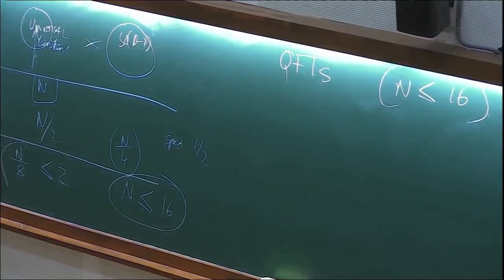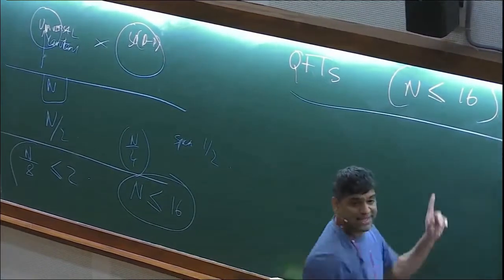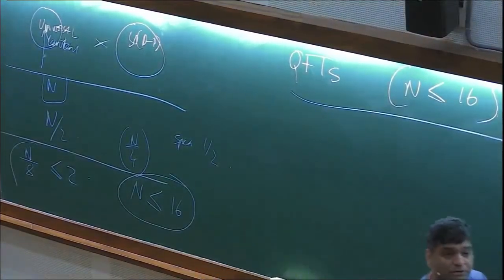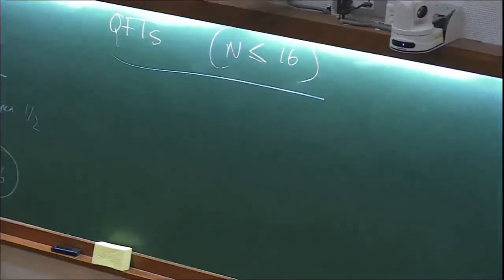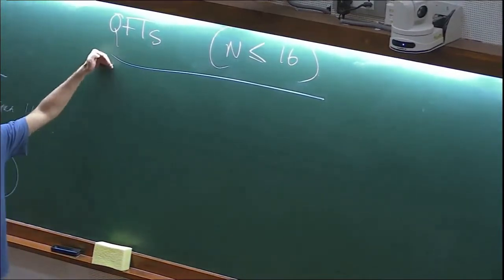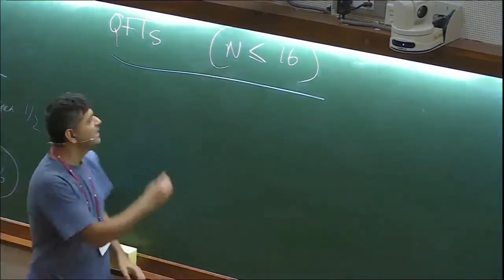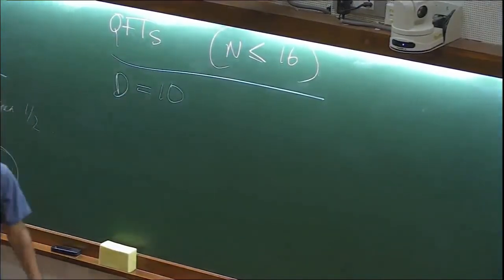Okay. Now, this also gives us a bound on the number of dimensions in which we could possibly have a supersymmetric quantum field theory, just because the number of components in a spinor grows with dimension. In fact, the largest dimension in which you can have a supersymmetric quantum field theory, according to this count, is d equals 10. And d equals 10 works because the chiral spinor in 10 dimensions is 16 dimensional.